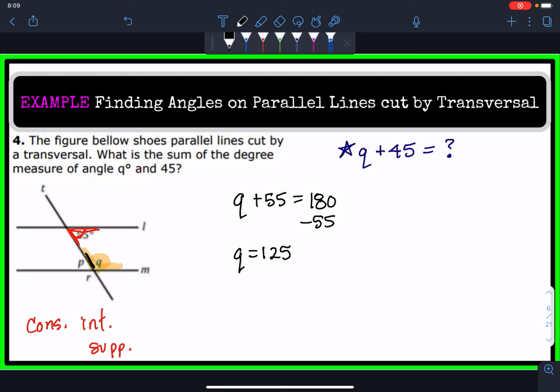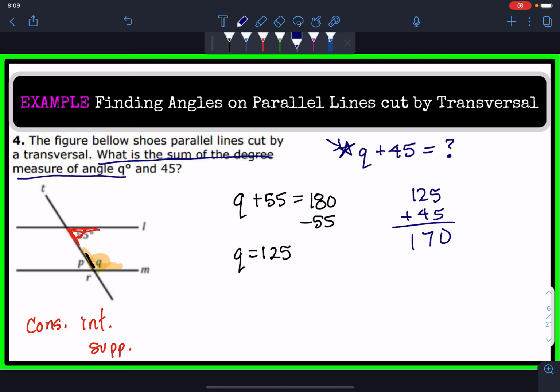So as a result, we end up with Q as 125, and we can now figure out the sum of the value of Q and 45. So now we can answer this question right there. Substituting in Q with 125, adding it with 45, we get that the answer is going to be 170. So what is the sum of the degree measure of Q and 45? Well, the answer is 170.